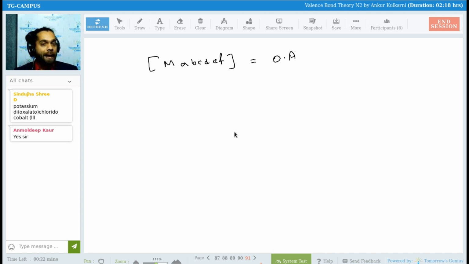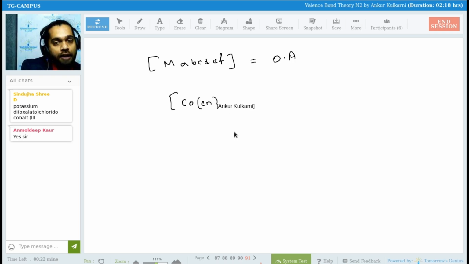Then we have the bidentate ligands. For example, cobalt En thrice. I'll tell you how it looks like. Look over here, your cobalt En thrice looks like this. You have a cobalt. En, is it bidentate, tridentate, monodentate? Which dentate is this? Correct, it is a bidentate.